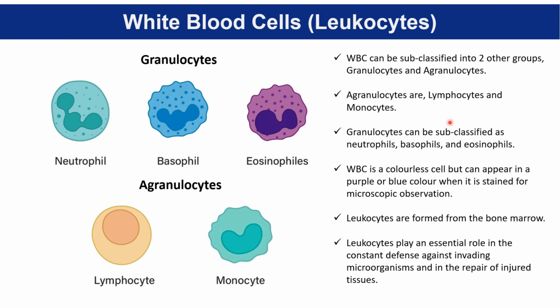So the WBCs can be subdivided into two groups, that is granulocytes and agranulocytes. The agranulocytes are mostly lymphocytes and monocytes, whereas the granulocytes can be subclassified into neutrophil, basophil, and eosinophil. This is based on their staining features, and also based on the lobulated nucleus. All these white blood cells are produced in the bone marrow.